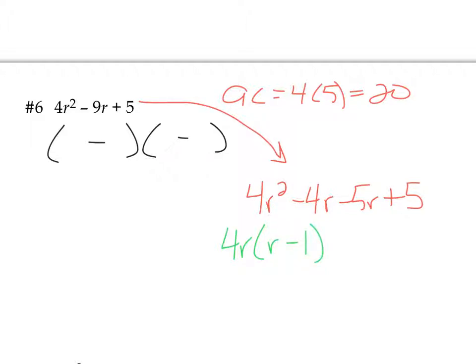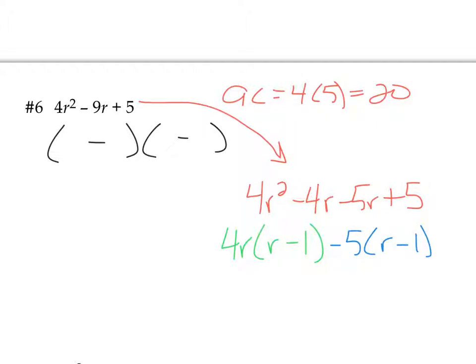And then I'm going to factor out a negative 5. So if there's a negative sign in front of this, you want to keep that down. When you bring it down, you're going to factor out the common factor of 5, and it would be a negative 5. So I'm going to factor out a negative 5 and be left with r minus 1.